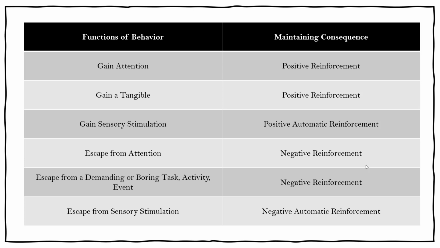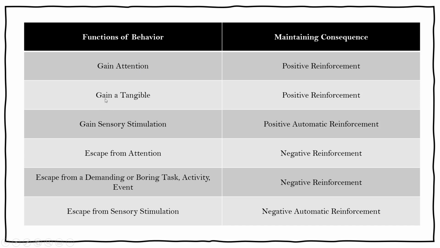All right, your book has classified 6 different categories of functions of behavior, and they've identified the maintaining consequence. So the first function is that a learner can engage in a challenging behavior to gain attention. And the maintaining consequence of that is positive reinforcement. So the learner cusses and gets reprimanded from the teacher, which is attention, and therefore the cussing increases in the future. So the function of the cussing, or the function of that behavior, would be to gain attention.